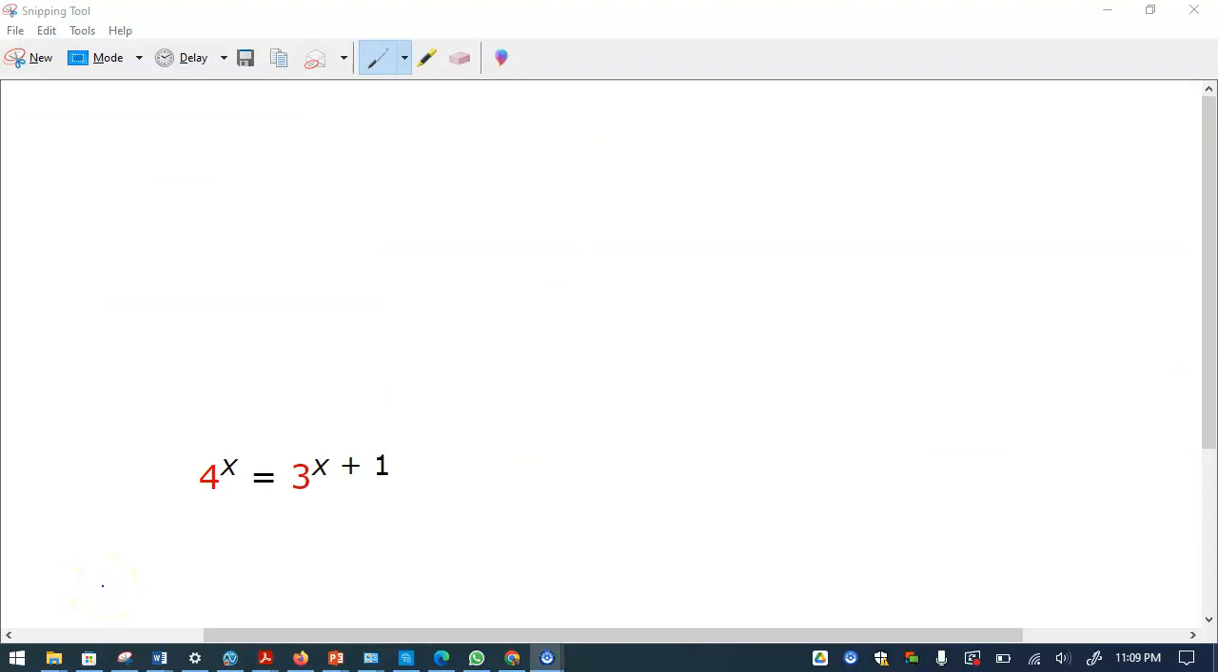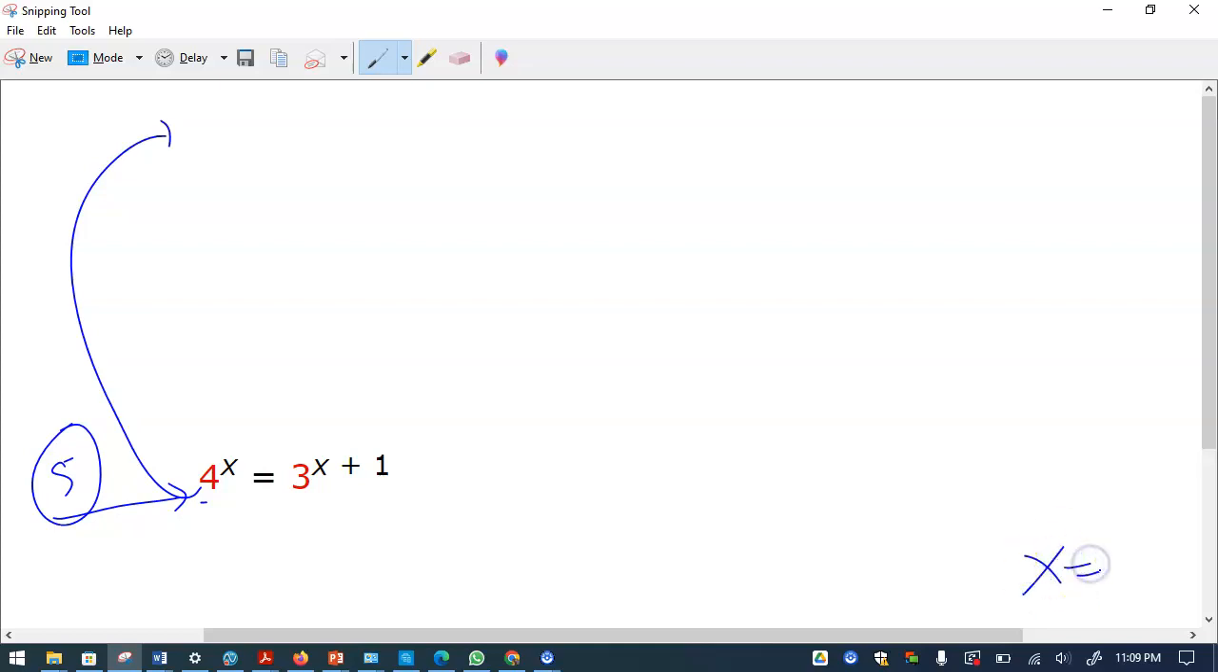Okay, let's do another problem where sometimes the bases are different. Let's look at this problem. This is practice problem number 5. And the first thing I'll do, because there are 3 different ways you can do this, and you want to figure out the exact value of x, the best thing is to apply logarithm to both sides.